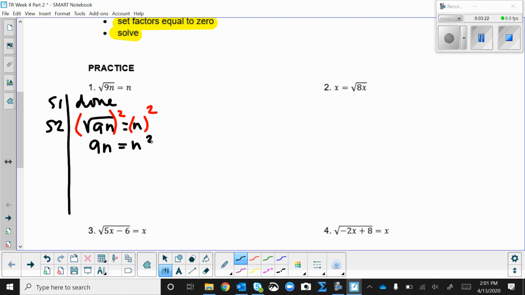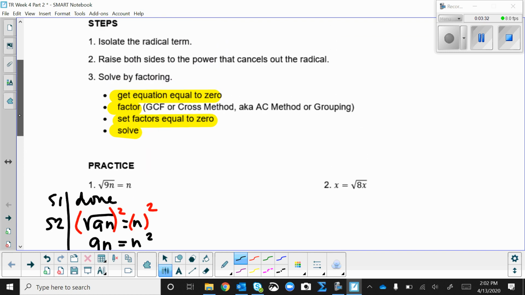So that squared term is why we have to factor in this lesson when we didn't have to in the last lesson. Factoring is what we use when we're trying to solve quadratics, and that's what this is. A quadratic has a highest exponent of 2, and so that's what we're trying to solve here. So step 3 now, solve by factoring.